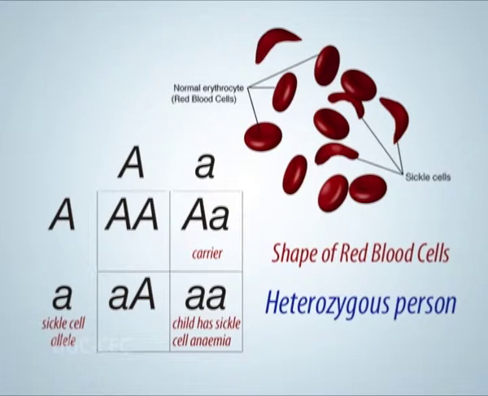Meanwhile, due to incomplete dominance pattern of this trait, a person who is heterozygous for sickle cell trait will have some abnormal cells and some normal cells. These heterozygous individuals have a fitness advantage. They are resistant to malaria parasite.